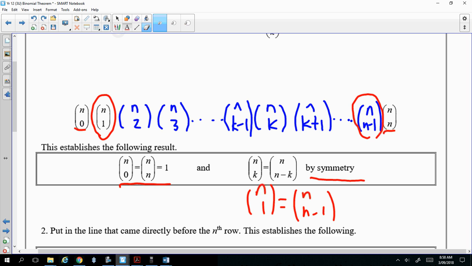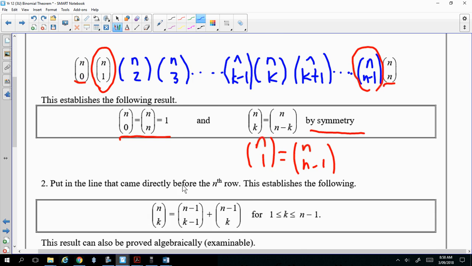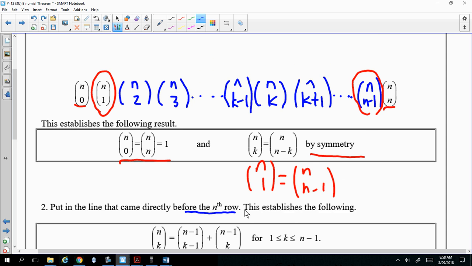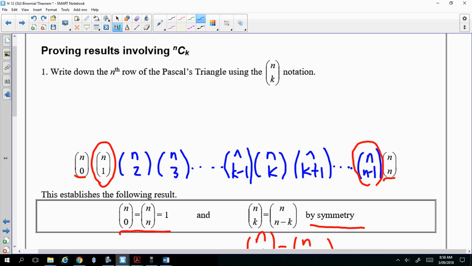The next one we're going to look at is not as well known. So what I want to do is put in a line that came directly before the nth row to establish this complicated formula. So I want you to write down the row before that. Okay, alright, so write the row before that. That will be (n-1)C0, right? The row before this. And then write a few terms like before.